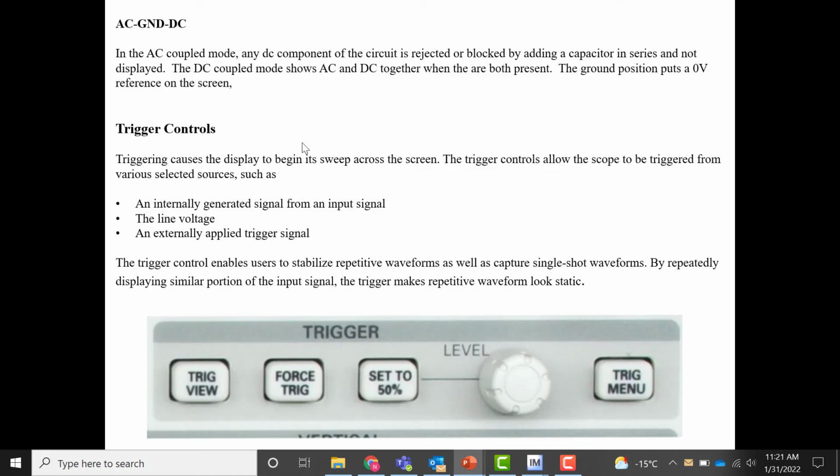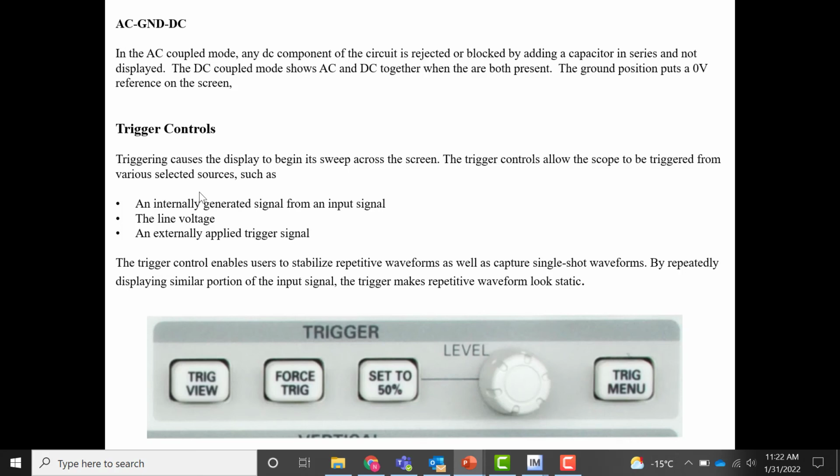AC, ground, DC. So in the AC coupled mode, any DC component of the circuit is rejected or blocked. Okay, it adds a capacitor in series, so it just charges it up there and doesn't let it go through. The DC coupled mode shows AC and DC together. Okay, this is a significant concept here that there's tons of questions on. So which mode can you see AC and DC? The DC coupled mode shows both. Okay, and then the ground position will show 0 volts reference on the screen. Okay, but watch this here. This is where we're going to ask you a ton of questions on that. So make sure you got that dialed.